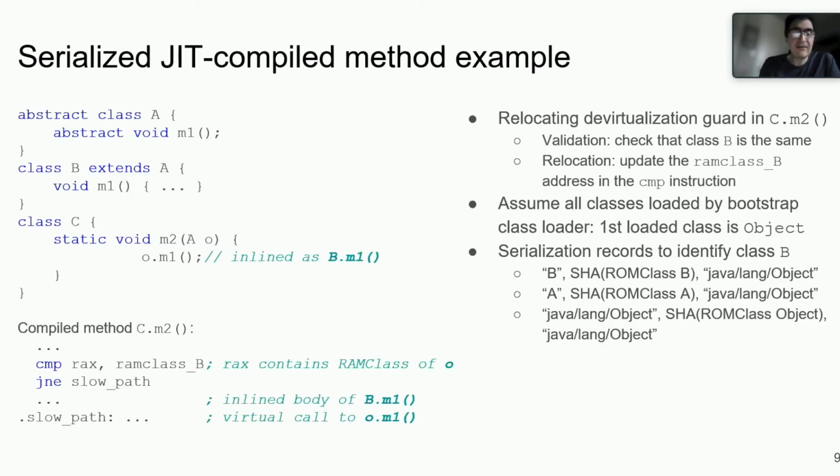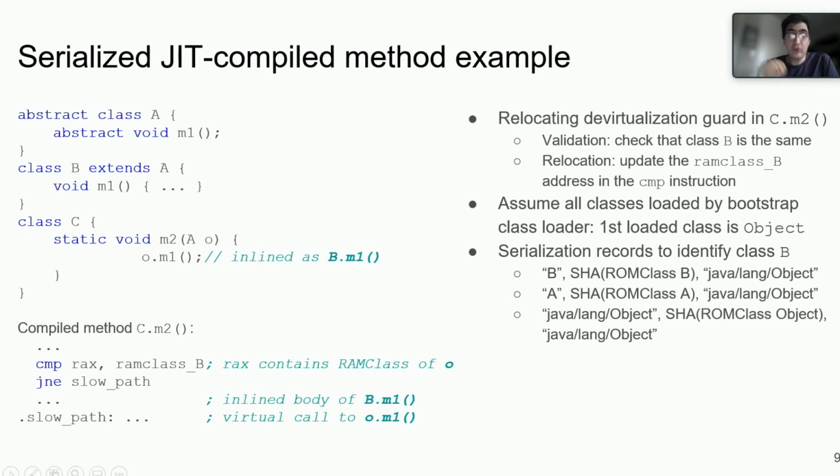Say we have a class B that extends class A. We compile a method M2 from class C, which calls M1, which has an implementation in B, but there could be other implementers as well, and they're not shown here. Let's say that the profiler has determined that most of the time, the incoming object is of type B. Then the compiler will inline B.M1 with a devirtualization guard expressed by the two assembly instructions here.